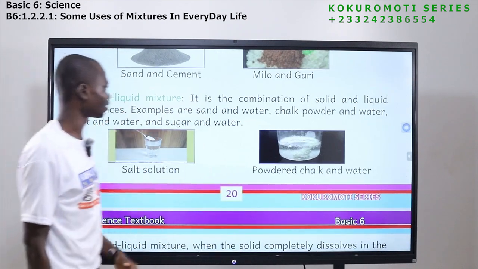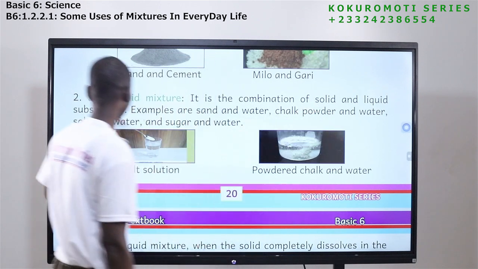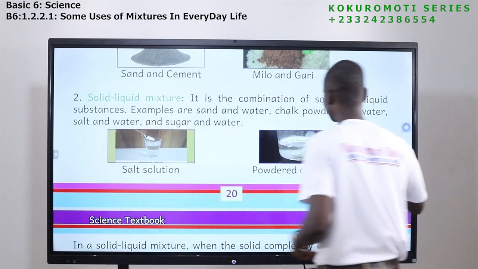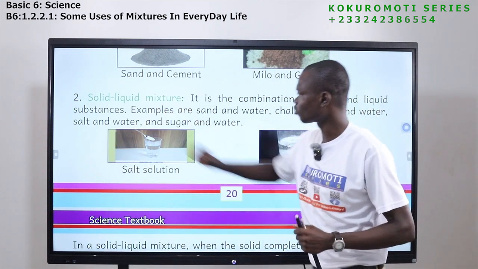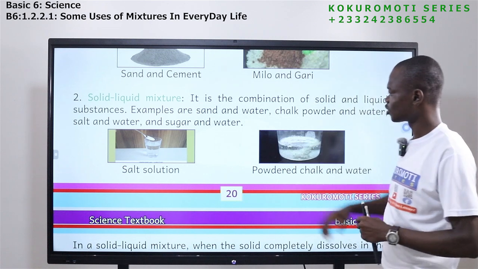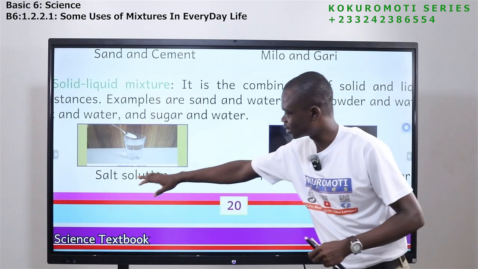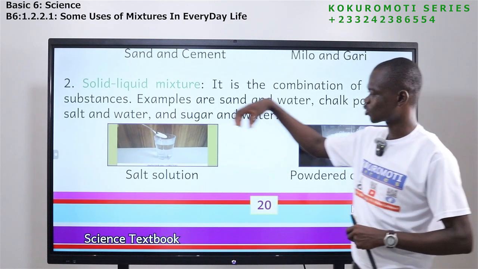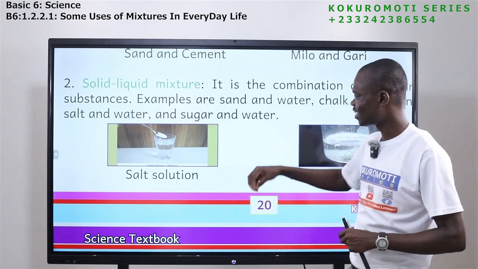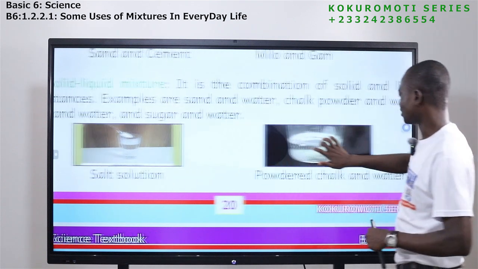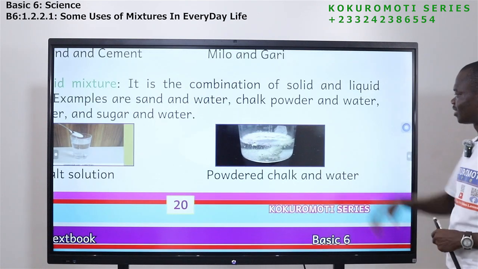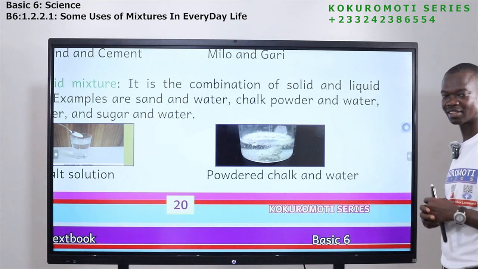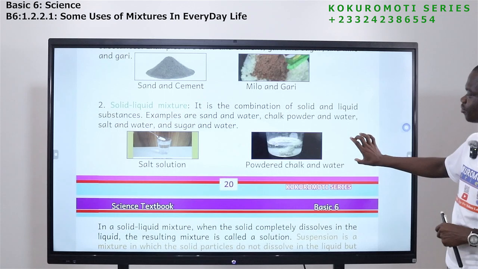Now the next one is solid liquid mixture. It is a combination of solid and liquid substances. Examples are sand and water, chalk powder and water, salt and water, and sugar and water. So this is what you should know. This is salt solution. The salt will dissolve in the water. We have powdered chalk and water. The powdered chalk will not be able to dissolve in the water, so you see them suspended. So this is suspension.